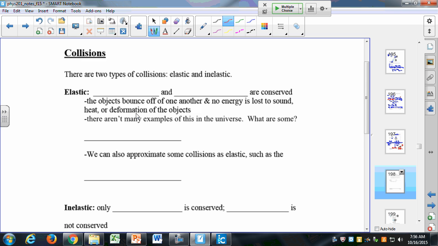All right, gravitational forces and electric forces. Those are field forces. Any type of force that doesn't require contact is going to be a conservative force, because whenever you have contact, you can lose energy. So in elastic collisions, both momentum and energy are conserved. And all that means is that no energy is lost. Momentum is always conserved, but in these elastic collisions, no energy is lost.